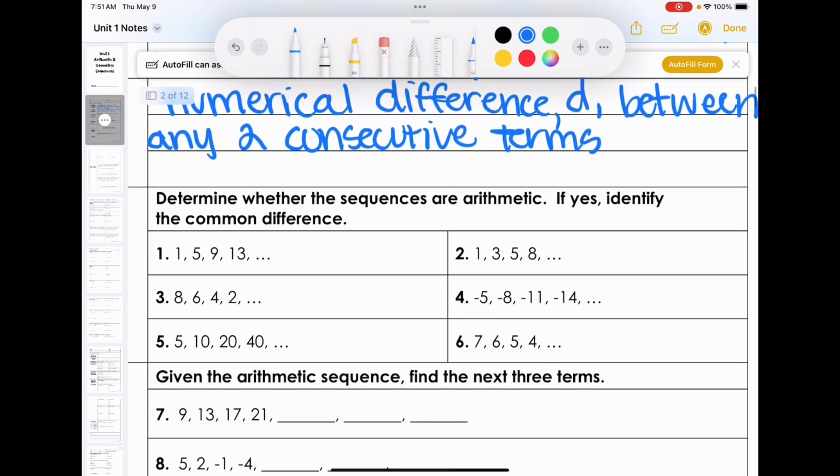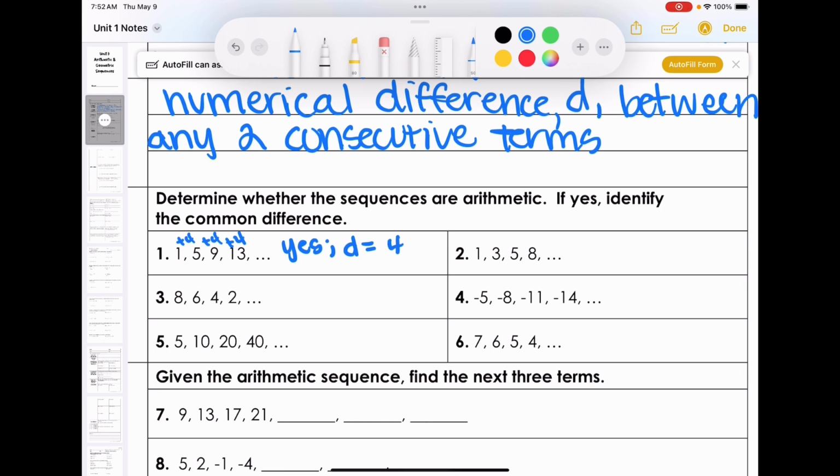So looking at number 1, we have 1, 5, 9, 13, which if you look for that pattern, we're adding 4 every time. So yes, this is an arithmetic sequence, and then our common difference is going to be a positive 4 because we're adding 4 every time.